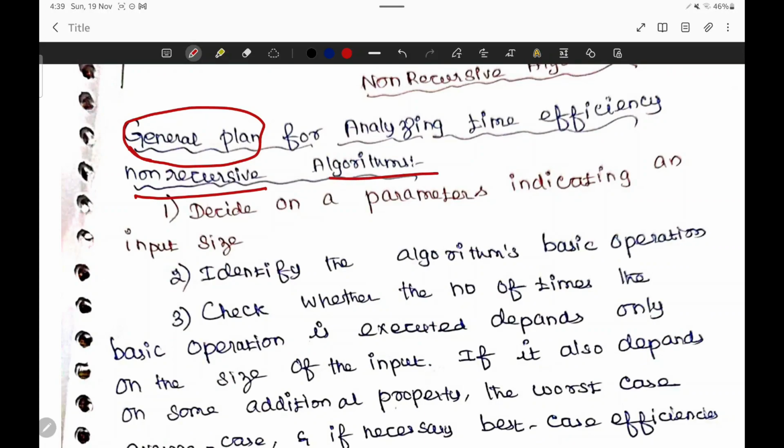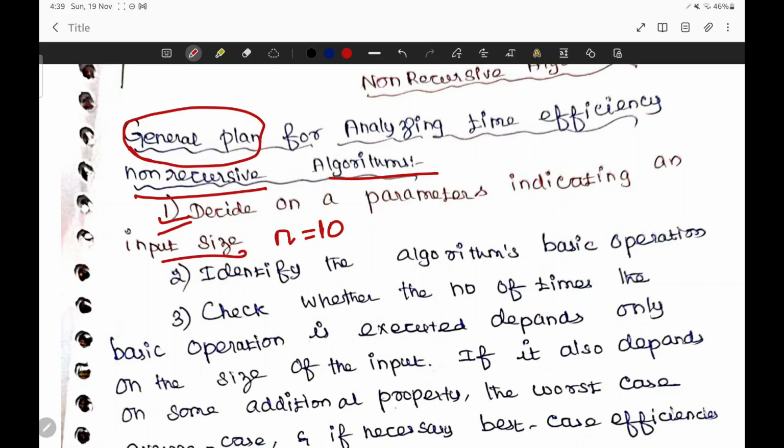As we have seen previously in the recursive algorithm, most of the steps are the same. For the first step, input size. For example, you are adding two numbers or adding a list of numbers. If n is equal to 10, how many numbers are there? n equals 10 numbers. That input size, the parameter, we need to find in the first step.